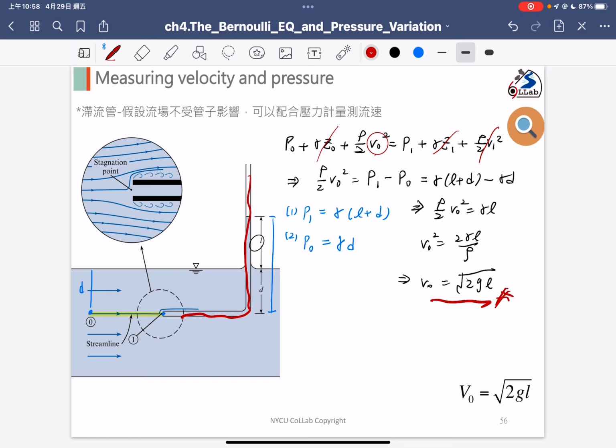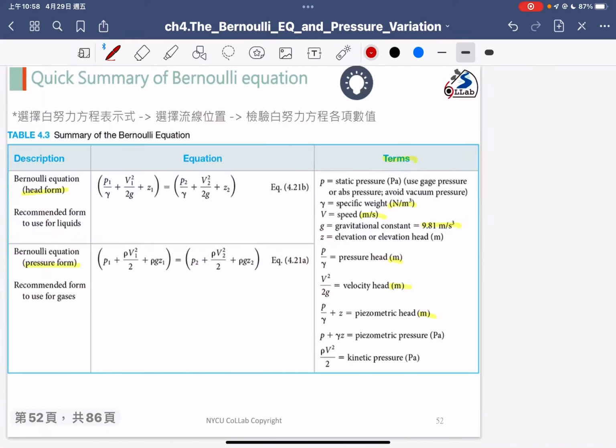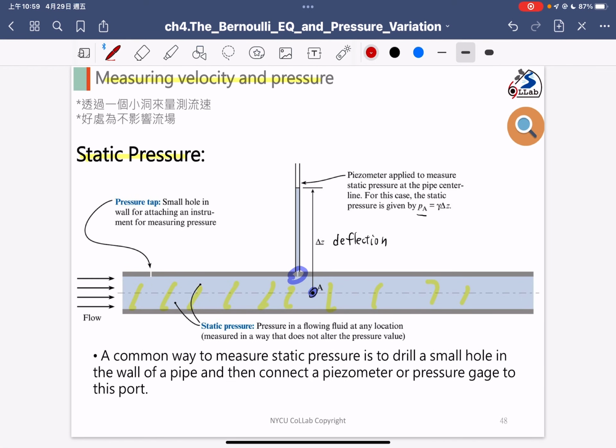So maybe the flow condition will be disturbed by the tube, right? But the previous slide showed the static tube, and in that case, we didn't insert it into the flow, so it didn't disturb the flow conditions. So different methods have different advantages. But for this measuring tool, the limitation is that if your tube height is not enough, you cannot measure very high speed flow velocity.